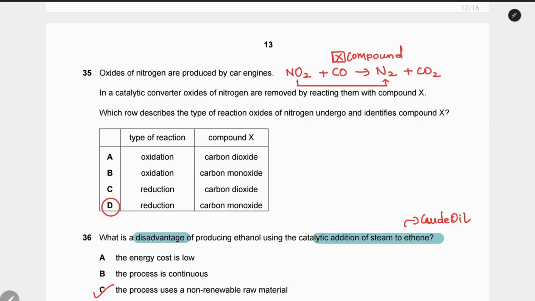So we can see from the rows which one describes the type of reaction oxides of nitrogen undergo and identifies the compound X. So the type of reaction is reduction, because as you can see over here, oxygen is getting removed, and this will be a reduction. So oxidation will get eliminated easily. So the final answer we can get is C and D, but still we need to check for compound X. As I told you, it's carbon monoxide. So the correct answer is D.